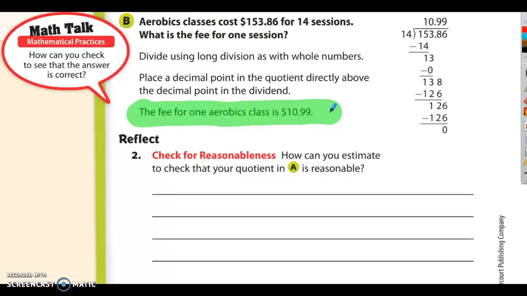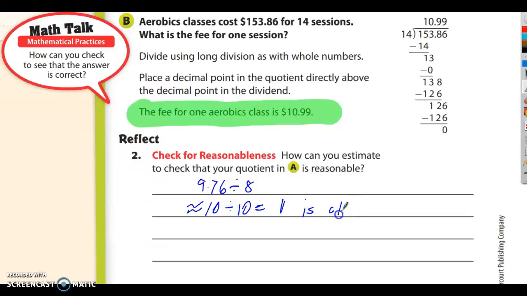And then number 2 says, how can you estimate to check that your quotient in A is reasonable? It doesn't ask us about B, it asks us about A. A was the one that was 9.76 divided by 8. Well, we could just round those. 9.76 is about 10. And 8 would actually round up to 10. 10 divided by 10 would be equal to 1.